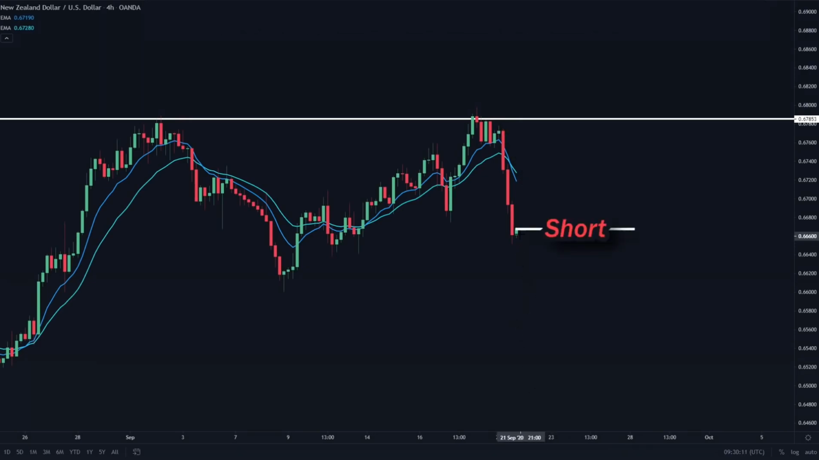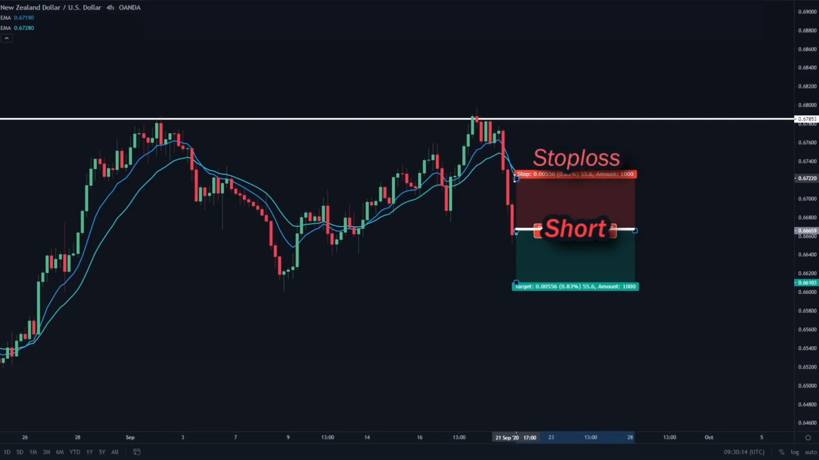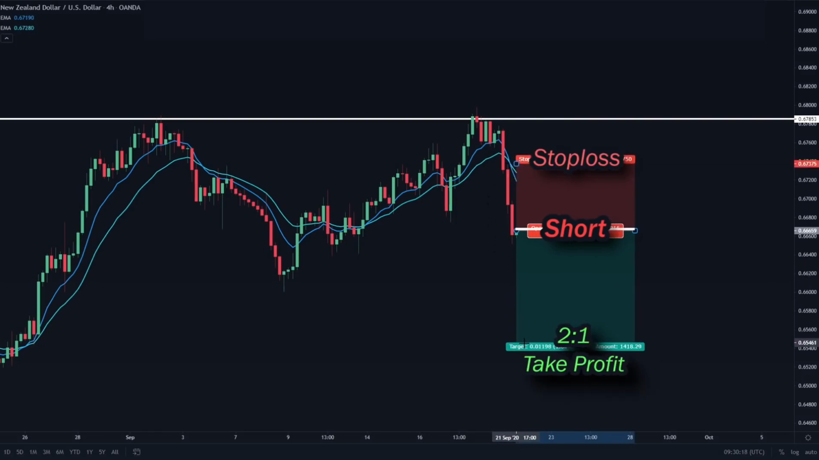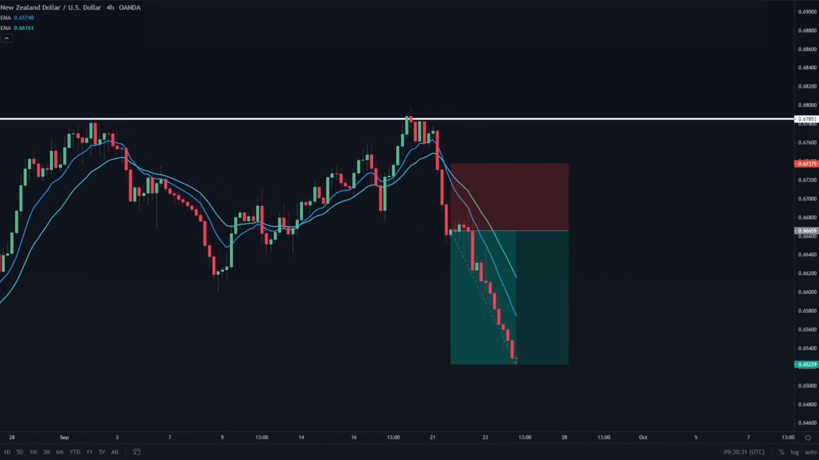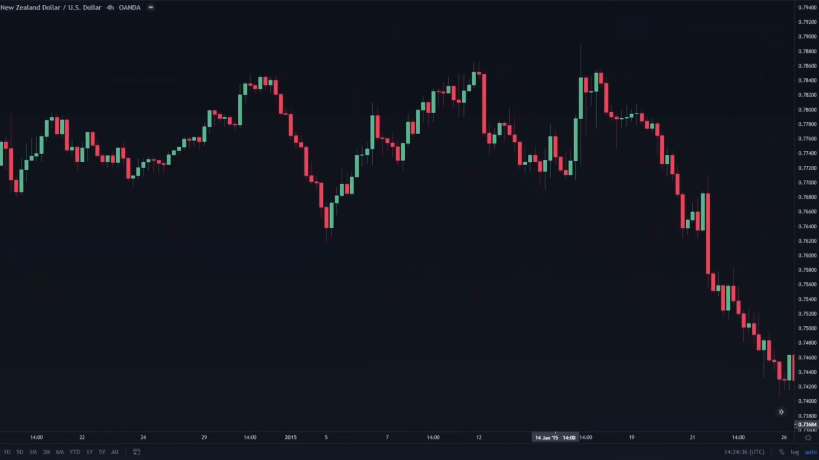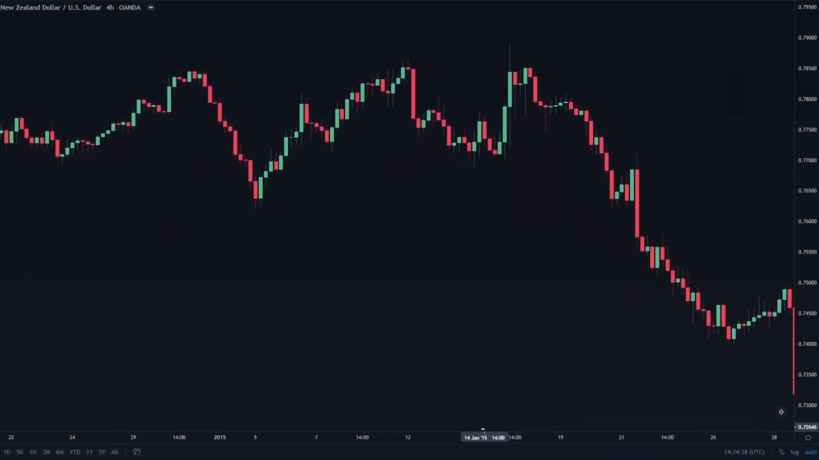Now, for your exit strategy, you can place your stop loss right where the EMA crosses over and set your profit target at a 2-to-1 risk ratio. And as you can see, this ends up being another profitable trade. So those are all the different strategies that you can use to spot reversals.